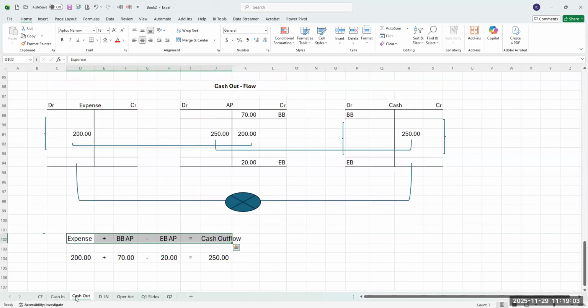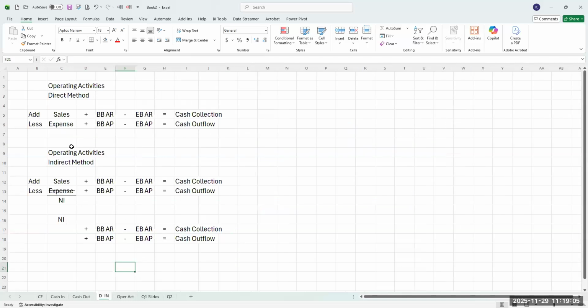cash in, cash out, and know that the only difference between the direct method and the indirect method is that in the direct method, you're including the sales and expenses. In the indirect, you don't. You're just checking beginning balance minus ending balance. Beginning balance minus ending balance. But when it's outflow, you put the minus in front of the bracket. And that's it. And you're there.